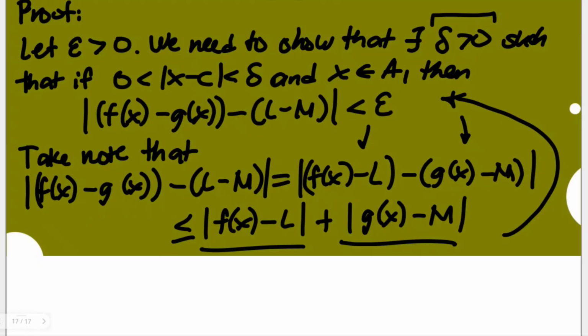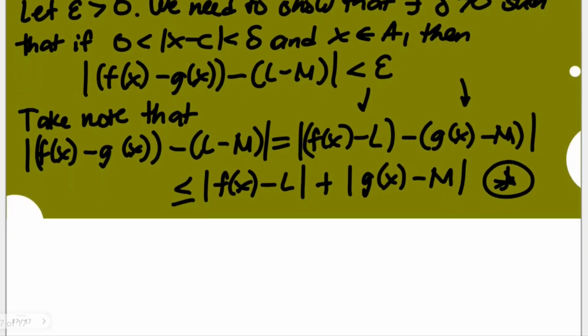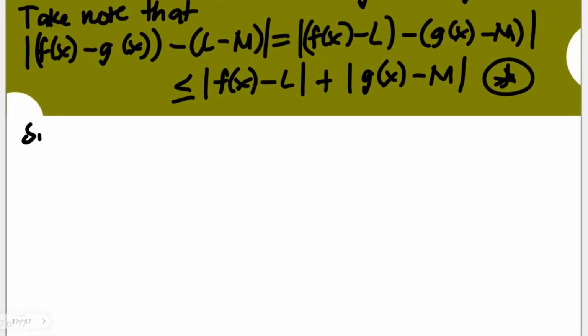And with that, probably you are thinking that we can just simply divide epsilon by 2. But let's talk about that later. After this, just be guided with this form because we will return to that. Now, let's look into the assumptions.